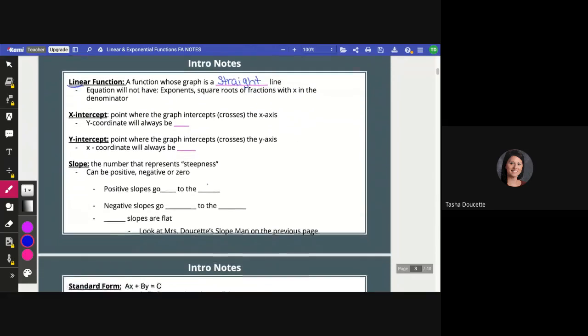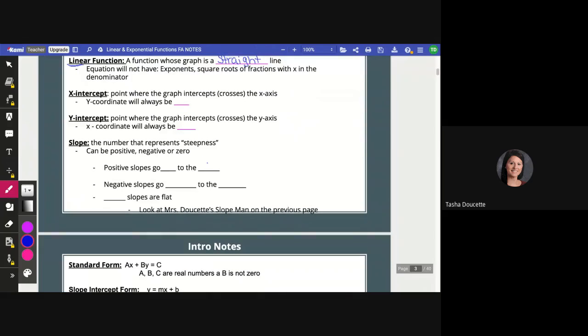Our next term is your x-intercept. We've talked about this in the last unit. We touched base on x and y intercepts. It's a point where the graph intercepts or crosses the x-axis. And we know your x-axis is the line that is horizontal on the graph. So when it's crossing that line, right there is where your x-intercept is.